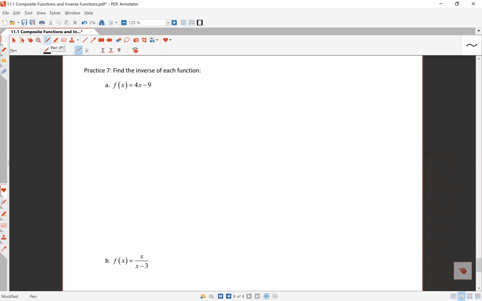The linear functions, these are the easiest ones to invert because we already know how you undo multiplying by 4 and subtracting 9. You would add 9 and divide by 4, giving us 1/4 x plus 9/4.